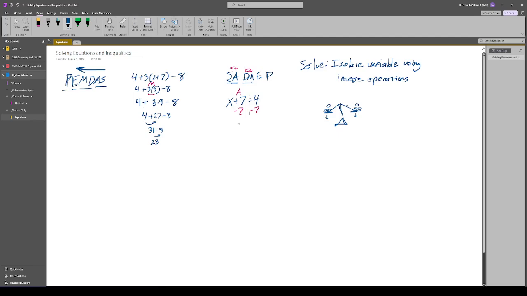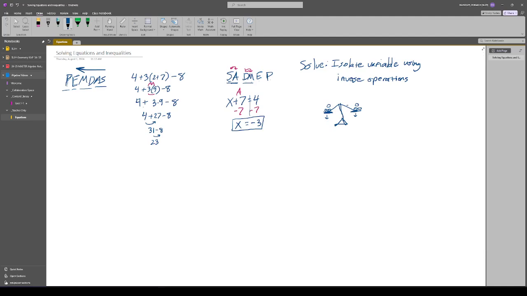So now I have 7 minus 7. That creates what we call a zero pair. 7 minus 7 is 0. So now there's only x on the left. And on the right side, I have 4 minus 7. So now there's negative 3 there. Since the x is by itself, this is now solved, and we say that that's our solution. x was negative 3.